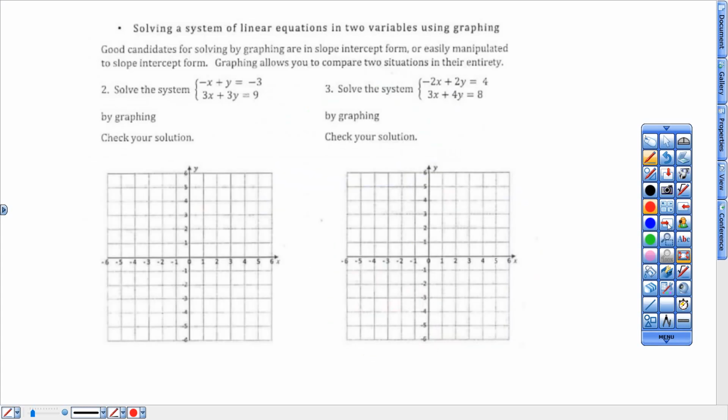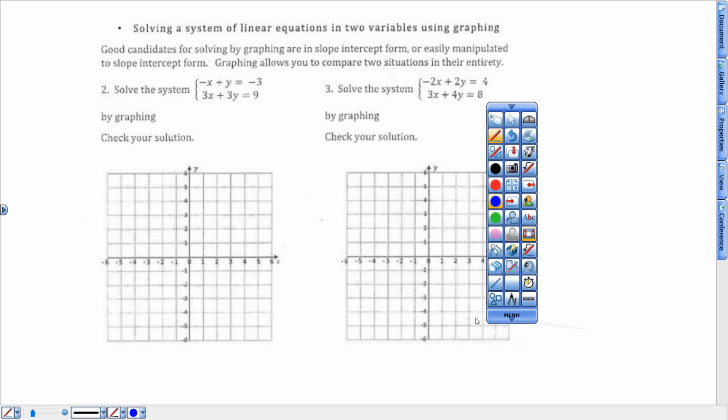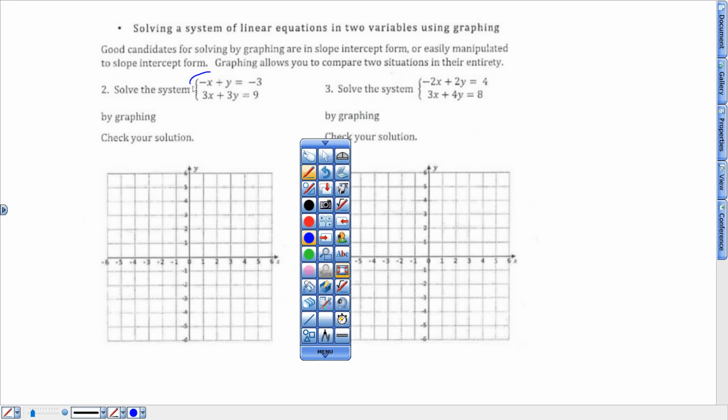Number 2. For these, you're having to solve them by graphing and then graph them and see where they intersect. So I'll do this top one in blue. I'm going to solve that one for y. So I have -x plus y equal to -3. I'm going to add x to both sides, and that will give me y equals x minus 3. Ready for that one to graph.